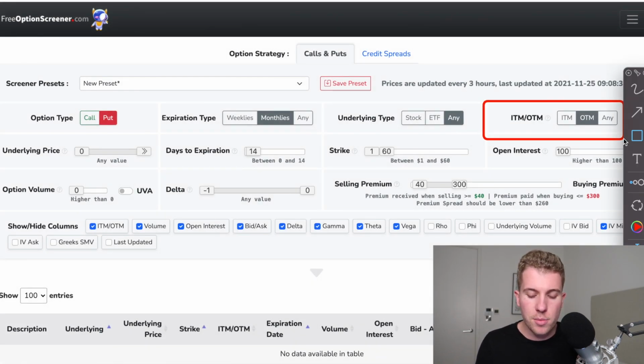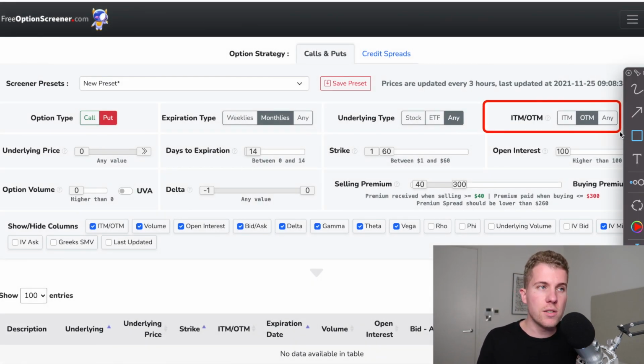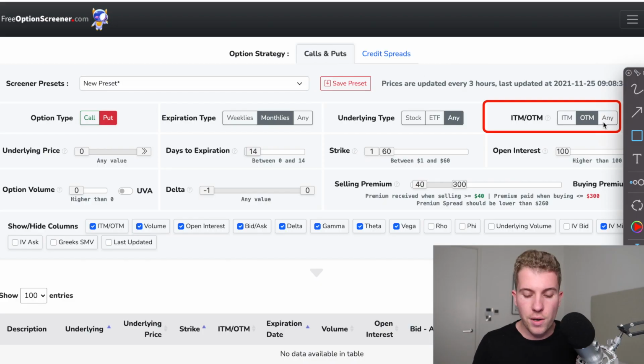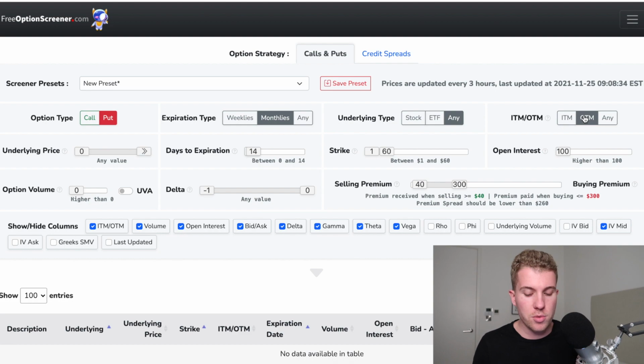Then we have the in the money or out of the money option. What's interesting is that obviously when you're selling options, you can choose to sell at the money options or in the money options. I personally don't know a lot of people who sell in the money options, but that's something you can also do. Personally, I've never actually sold in the money options. I always sold out of the money options. And that's why, for example, I'm going to go for the out of the money option. It's already selected, so I'm just going to leave that there.